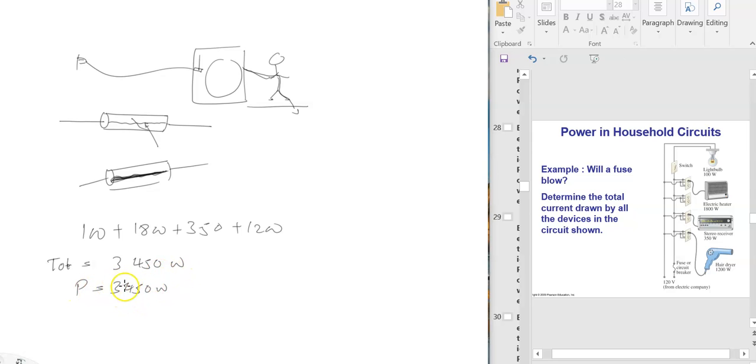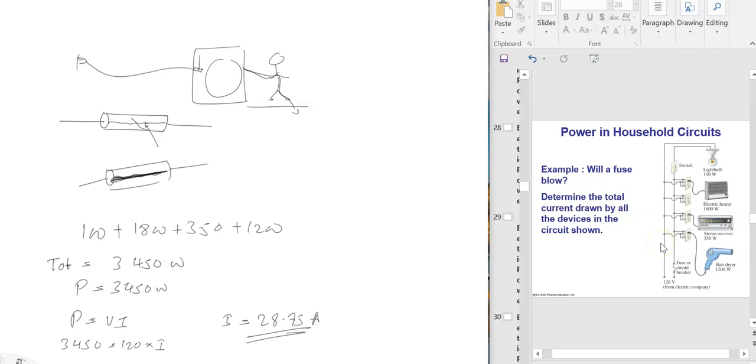How much current is this going to draw? We know that P equals VI. So 3450 is 120 times I. So I, the current in the circuit, is almost 29. So I have 28.75 amps.